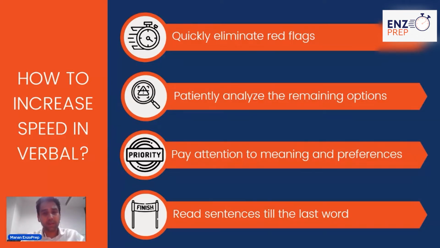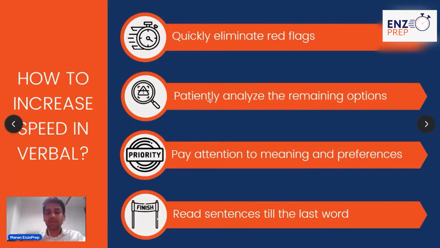In sentence correction, for instance, learn preferences, right? There are certain preferred constructions and certain not preferred constructions. So if you can learn preferences in sentence correction, that can again help you to narrow down your choices very, very quickly. So learn red flags and eliminate options based on red flags quickly. That will help you to narrow down your choices to usually 2 or 3 options. And then you can invest a bit of time to scrutinize those answer choices and figure out what's the right answer.